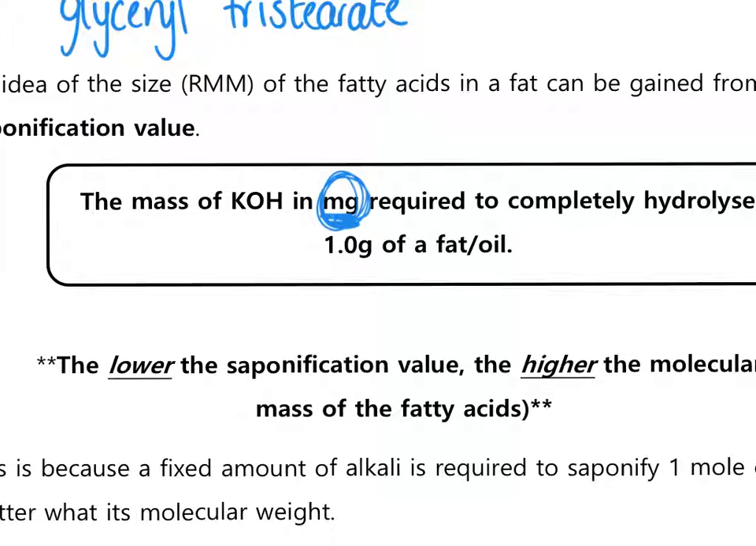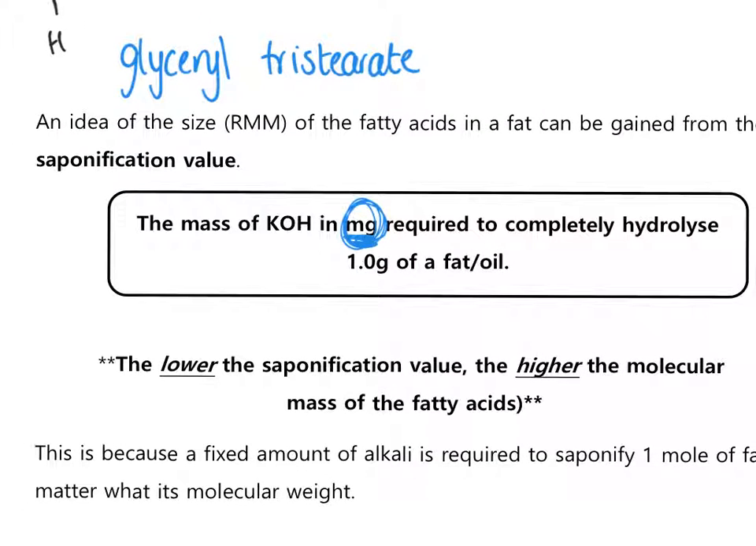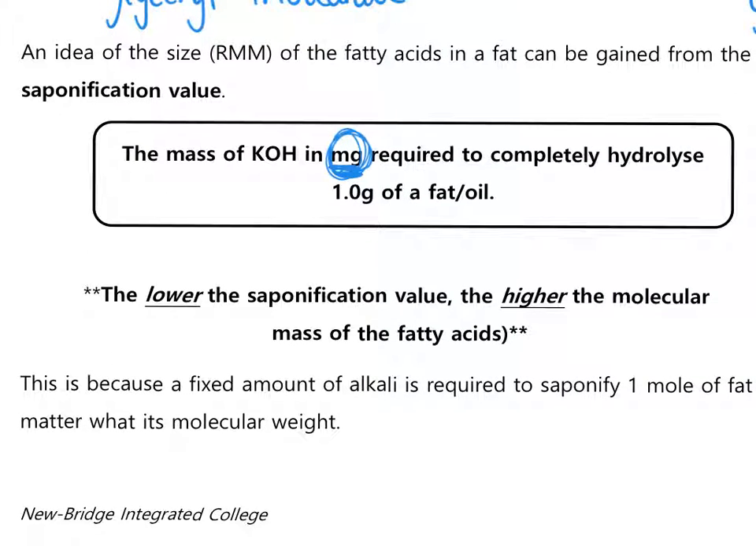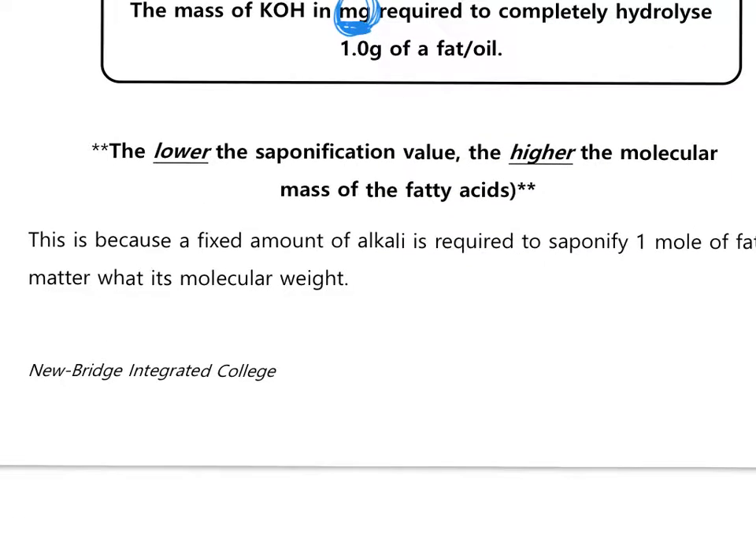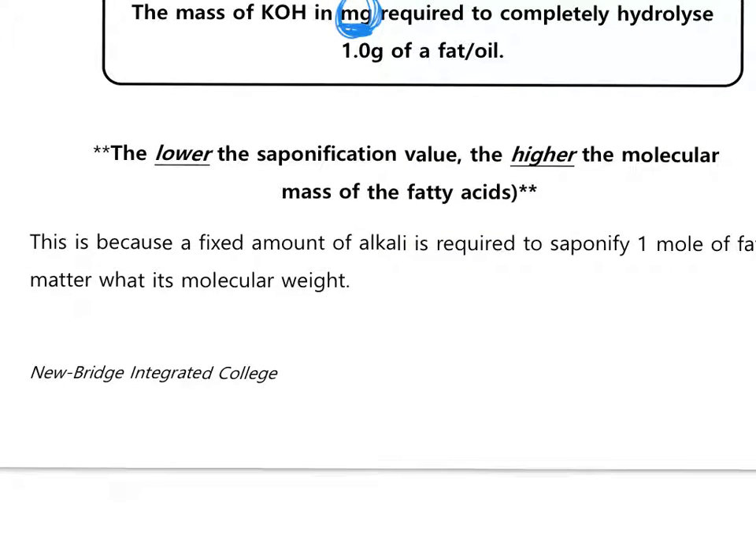And if you remember your definition, you'll remember that. The definition of saponification value is the mass of potassium hydroxide in milligrams required to completely hydrolyze 1 gram of a fat or oil. What we find with this is kind of counterintuitive. The lower the saponification value, the higher the RFM. I'm going to explain it a wee bit more in a second, and you don't even need to know why this is, but you will want to know why.